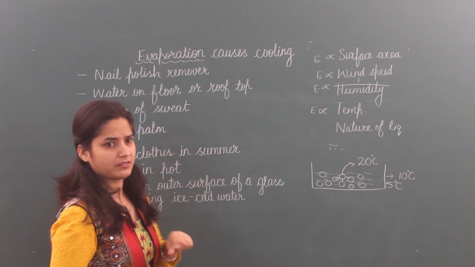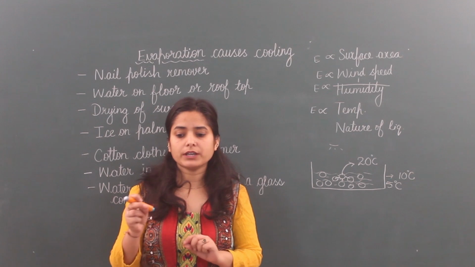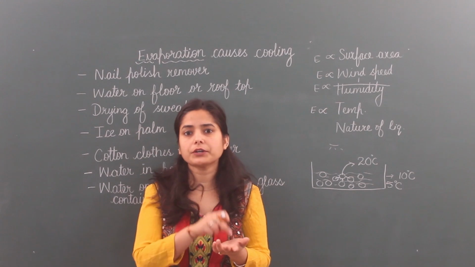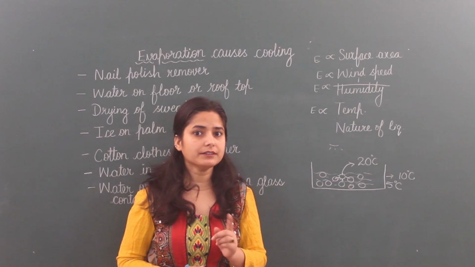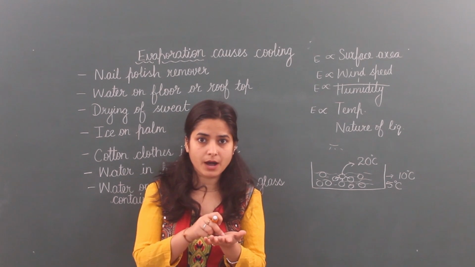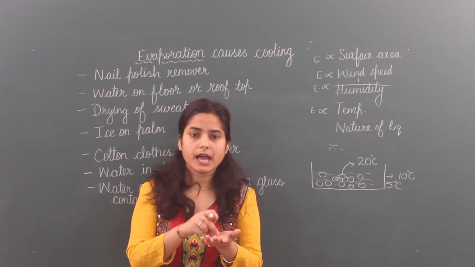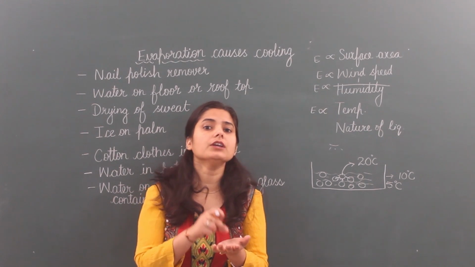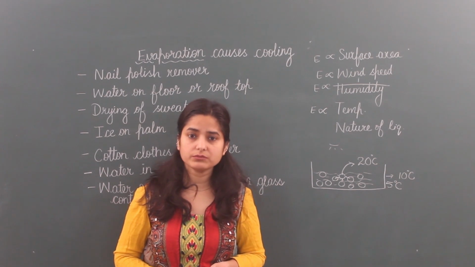Ice on palm. This is a simple experiment. You can do it now also. You take one ice cube and put it on your palm. You will feel cold. It is not due to its temperature being 0 degrees Celsius. It is due to the fact that when you put that 0 degrees Celsius ice on your hand or palm, it starts to take heat from your body. And the temperature of body cells decreases and you feel cool. The same happens when we eat ice cream also.